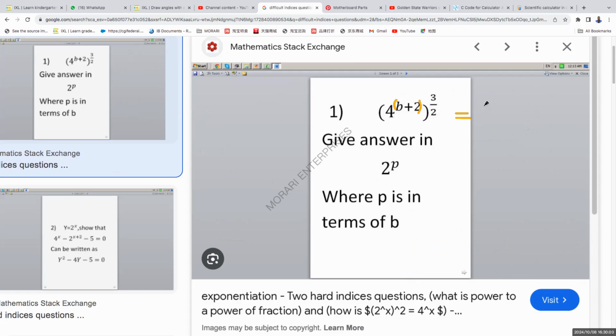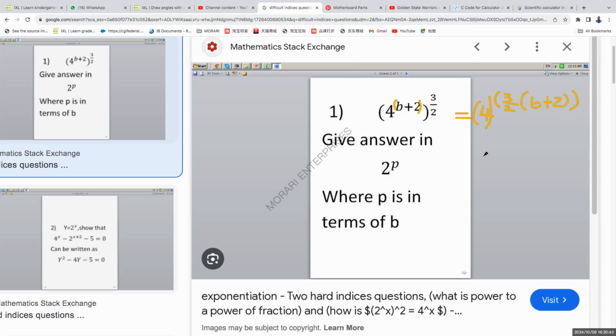So 4, and then the whole expression now becomes 3 on 2 all multiplied by what? B plus 2. Because you have multiplied, becomes now this new bracket now. But 2, 4, so it means this is now what you have in your bracket here. 4 all to all this power.